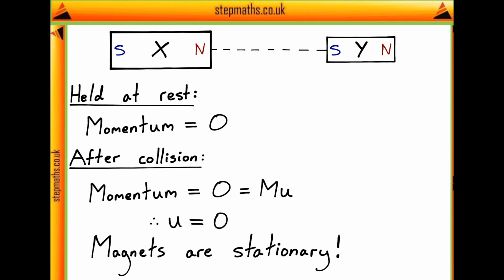So this is quite nice and easy. We didn't have to consider the collision, we didn't have to consider the magnets just before colliding. And therefore, our answer is just going to be A, that the magnets are both stationary.